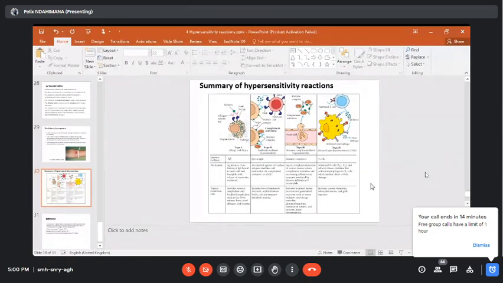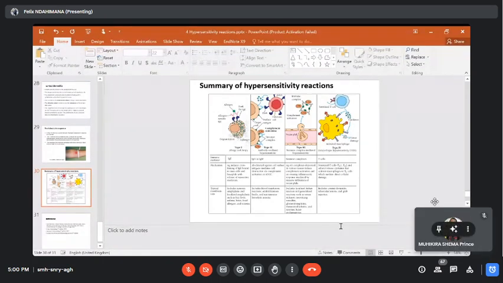So this is a table that shows some of these hypersensitivities with some examples. You will look at it on your own. There is type 1, type 2, type 3, and type 4. You will see there are mechanisms and there are also immune mediators. As you can see, it looks more like a question in the exam. It's so self-explanatory.